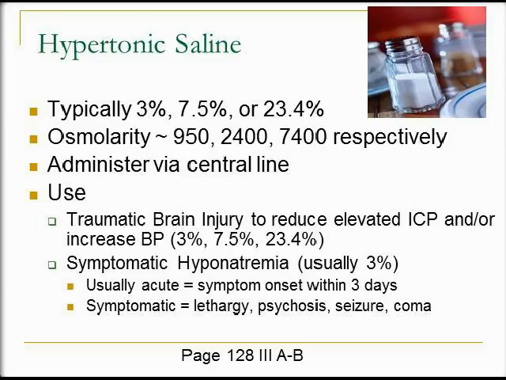What you're going to see with hypertonic saline is 3%, 7.5%, or 23.4%. These are the most common preparations of it. The 23.4 is obviously that concentrated electrolyte. The osmolarity, if you calculate it and do the math, which you can all now do, you would calculate it to be 950 for the 3% and then 2,400 and 7,400 respectively.